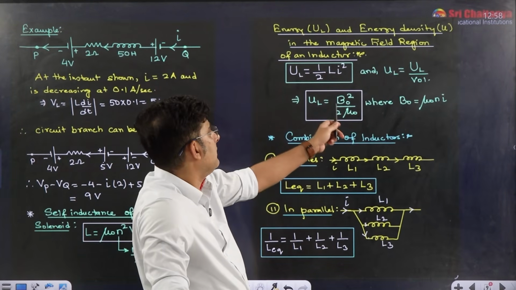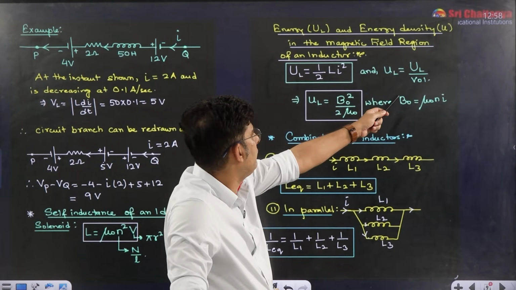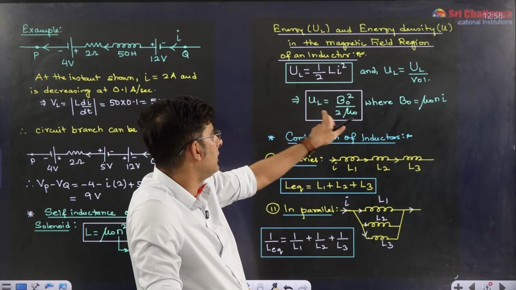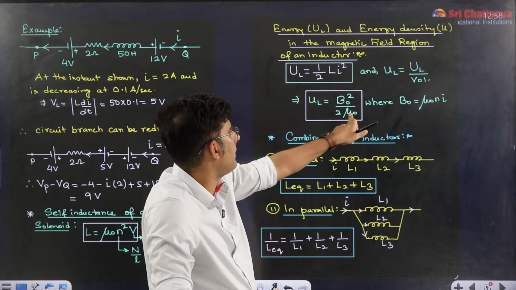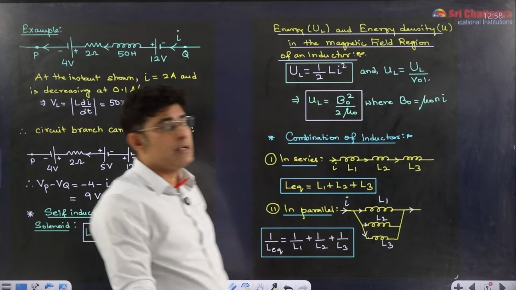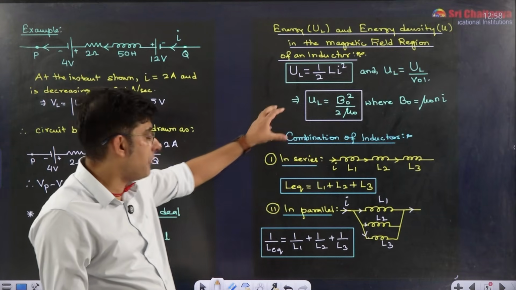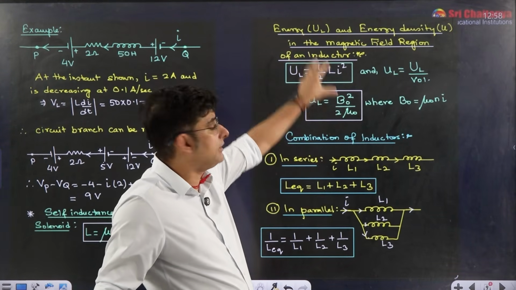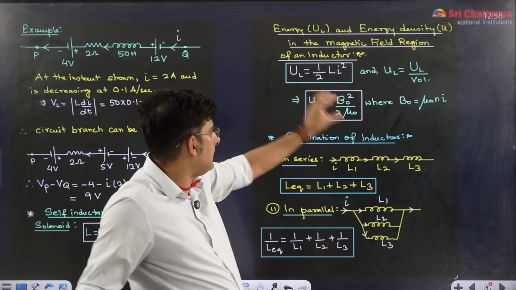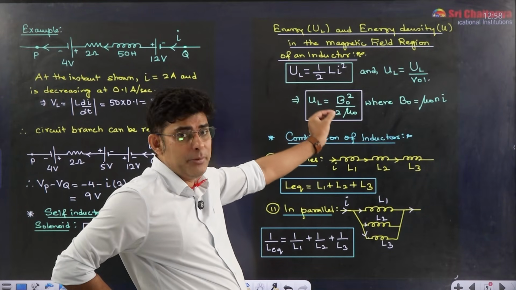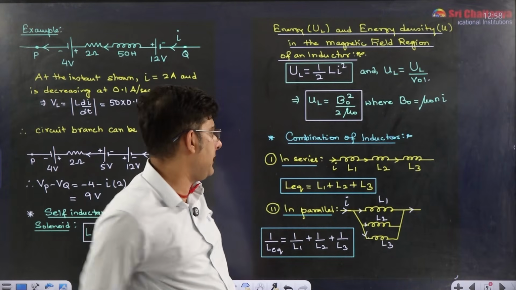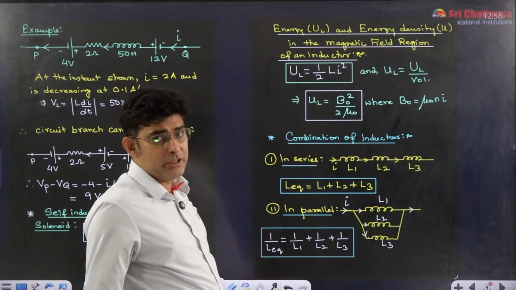Energy density becomes U_L by volume, and when you substitute mu naught Ni as capital B naught, you get this as B naught square by 2 mu naught, where B naught is, I said, mu naught Ni. So energy density in a magnetic field can be remembered by this important formula. Even though it is derived for an inductor, it is valid in all cases. At a given region where the magnetic field is B, there the energy density is B square by 2 mu naught in free space.